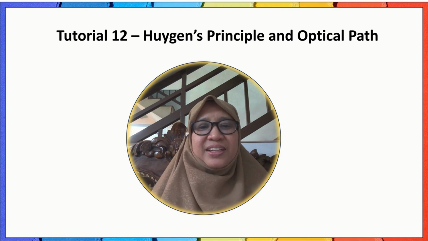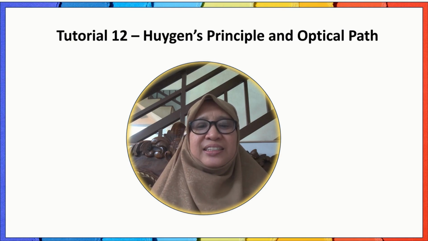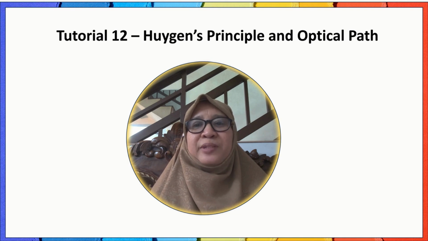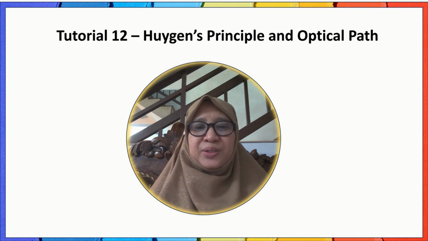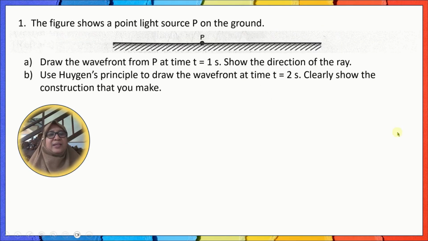Okay, hi everyone. In this video, we're going to discuss tutorial 12, topics Huygens' principle and optical path. This topic is in the physics STPM semester 3. Okay, question 1. The figure shows a point light source P on the ground.